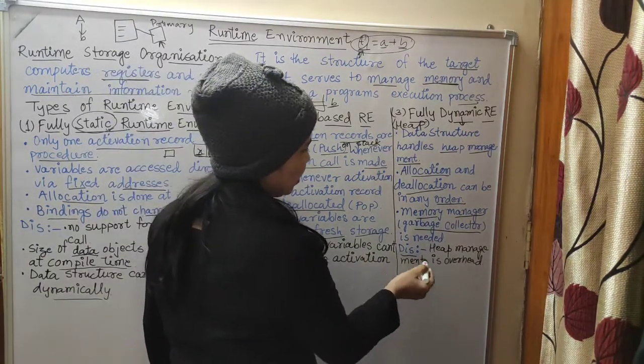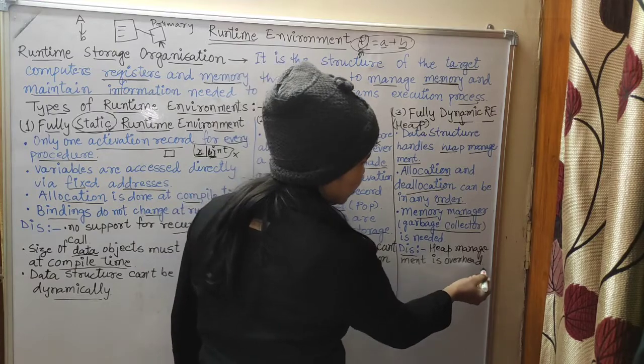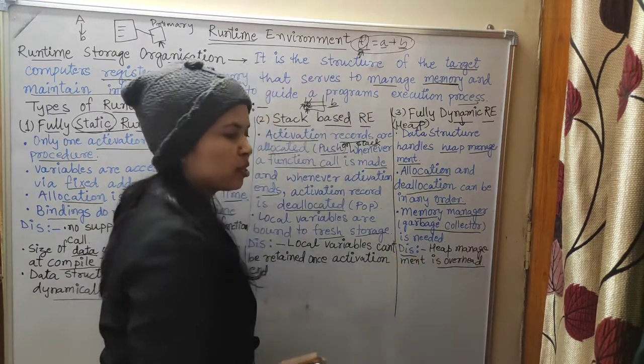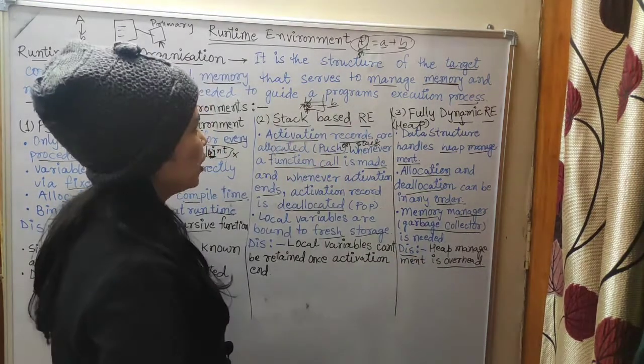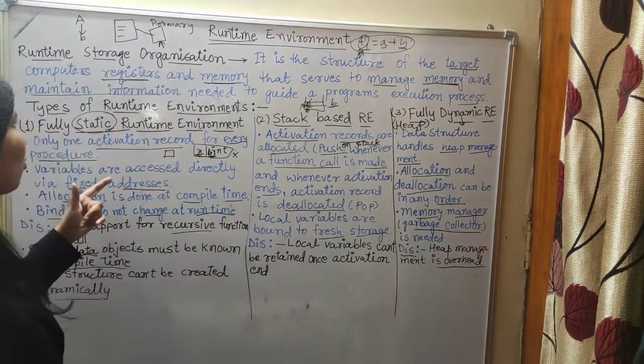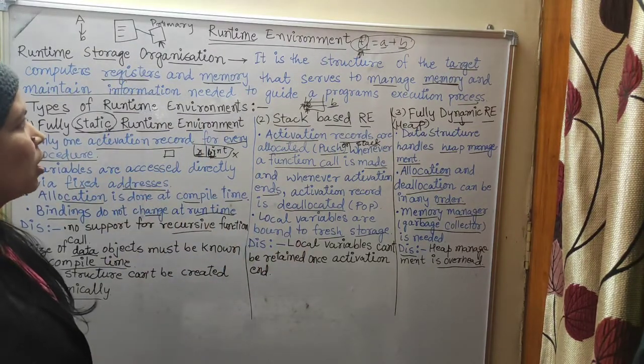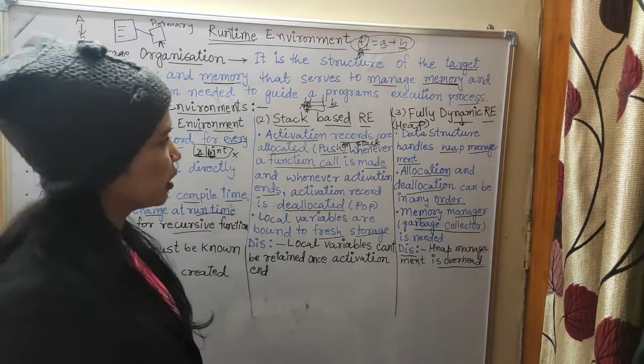Now, what is the disadvantage? Heap management is overhead. So these are the types of runtime environments. Now we will see activation records.